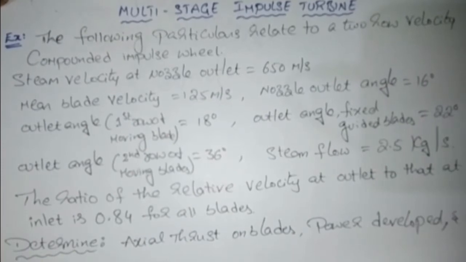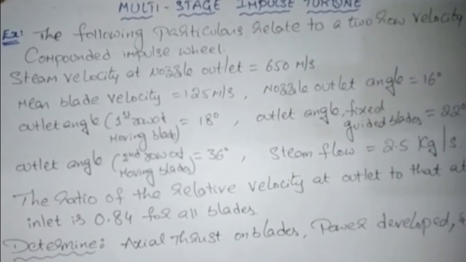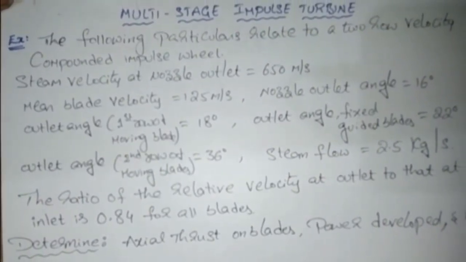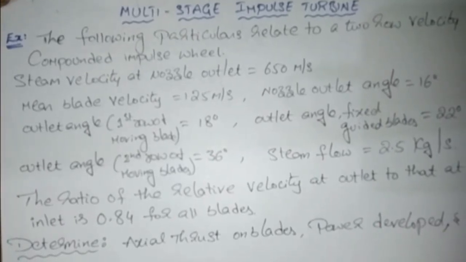Hello everyone. Today we are going to solve a two-stage impulse turbine problem. Here is the given example problem. The following particulars relate to a two-row velocity compounded impulse wheel. Steam velocity at nozzle outlet is 650 meters per second.